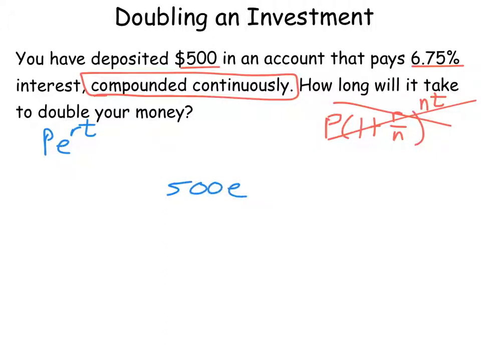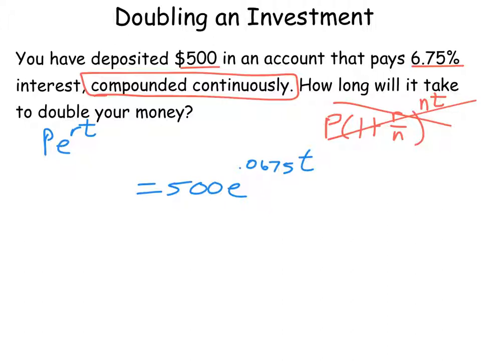With this compounded continuously, it means it's base e. Really common mistake, make sure that the rate gets switched to a decimal, otherwise you'll get some really weird answers. You would find that this investment is going to grow awfully quickly if you put 6.75 up in the exponent.